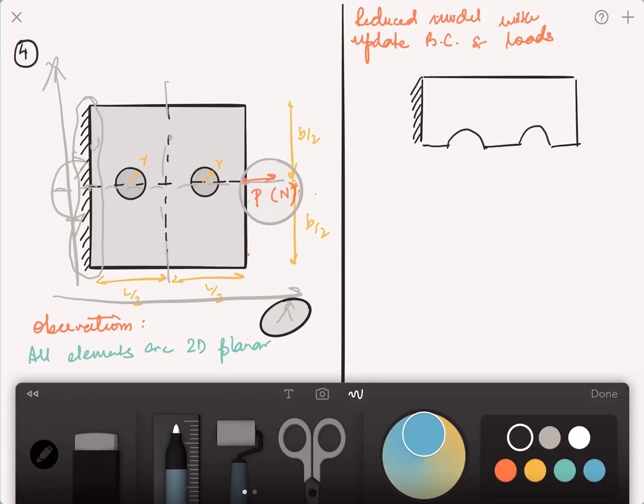Of course, there has to be an updated boundary condition now, and we are quite aware that if you have the symmetry plane in x, then you don't want it to move perpendicular to it, and you can allow it to roll in the same direction. So these are all roller supports. Then there is a load which is applied, and since it's a concentrated load and the geometry is halved, it's also halved. So that's the reduced model for the final example for symmetry concerning two-dimensional objects.